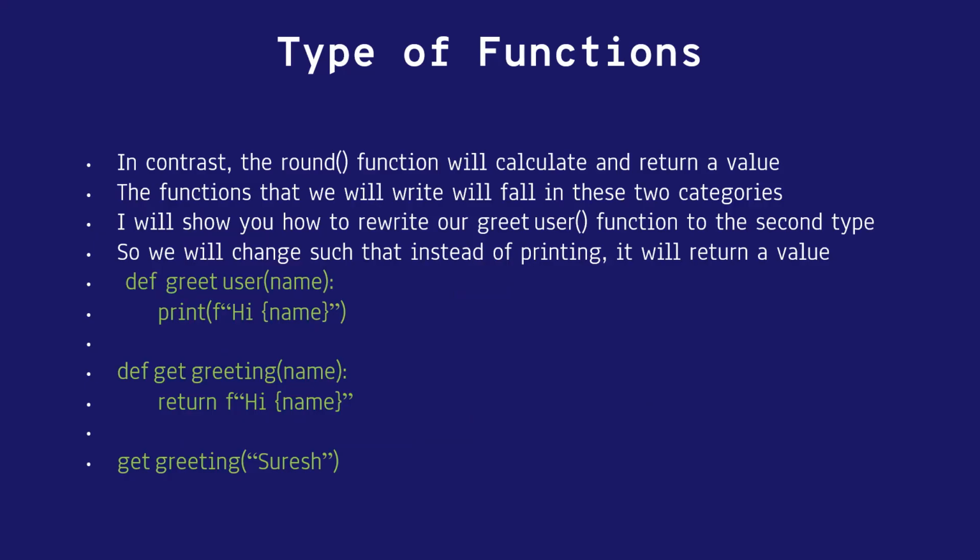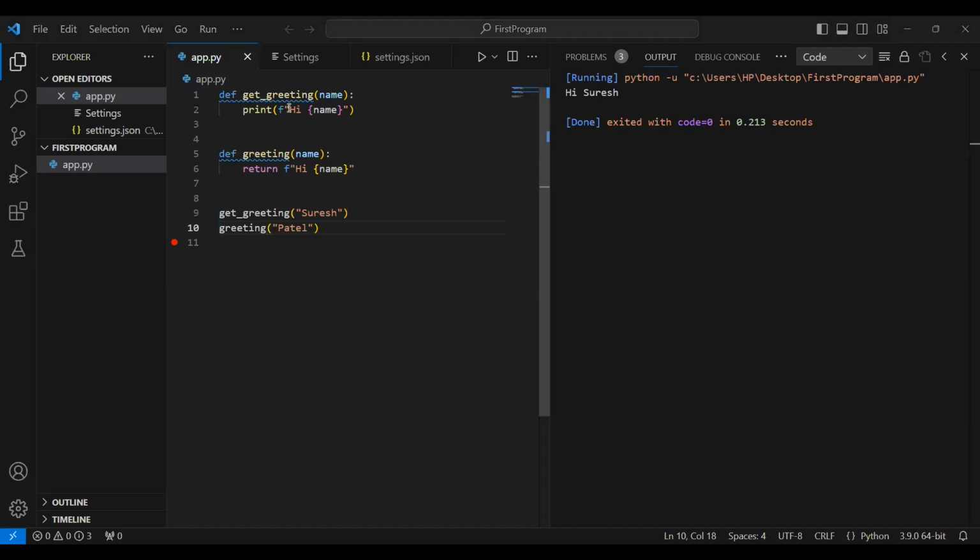I'll show you how to rewrite our greet user function to the second type. So we will change it such that instead of printing, it will return a value. I'll show you how. So we have these two types of methods. We have the first one where we're defining get greeting, which has an argument, then print. When we run that, we get this.